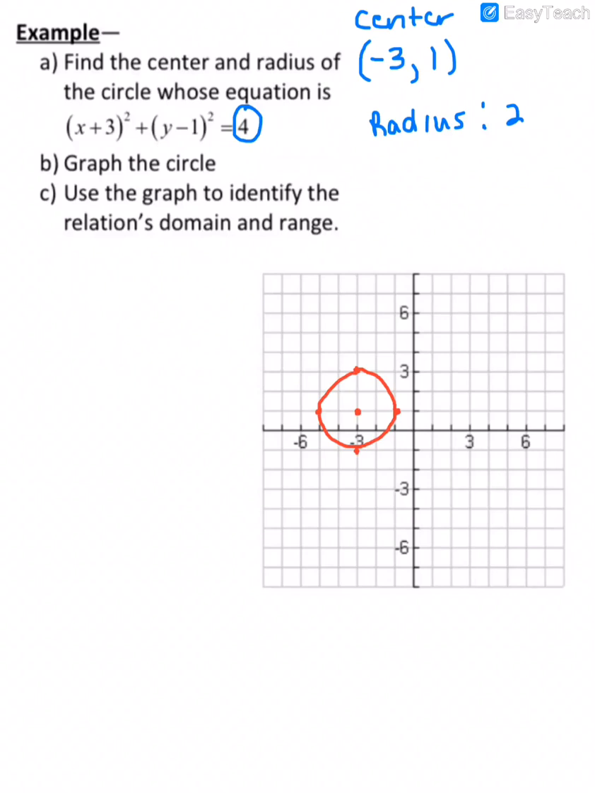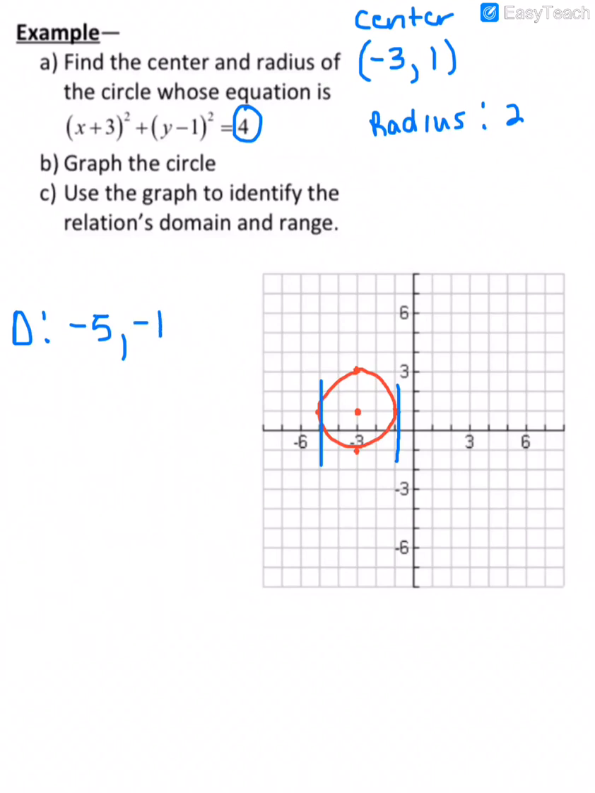The last thing we need to do is use the graph to identify the relation's domain and range. So remember, for our domain, we want to see how far it goes on the x-axis. So it would go from here to here. And remember, for the domain, we always start at the left and go to the right. So the farthest that our circle goes to the left would be negative 5. And then the farthest it goes to the right would be negative 1.